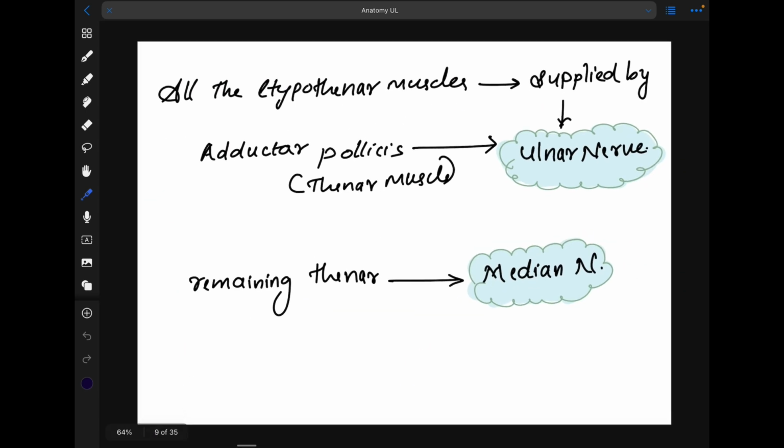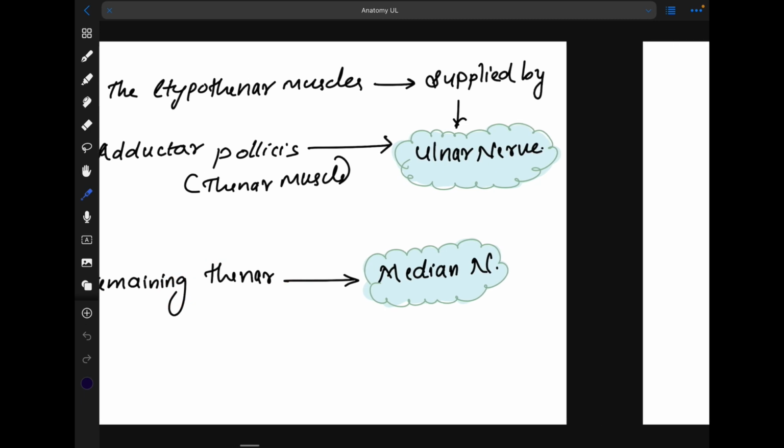Next is the innervation. All the hypothenar muscles are innervated by the ulnar nerve, and all the thenar muscles except the adductor pollicis are supplied by the median nerve. So the ulnar nerve innervates the hypothenar muscles and also the adductor pollicis in the thenar group, and the median nerve innervates the remaining thenar muscles. I hope that is clear.